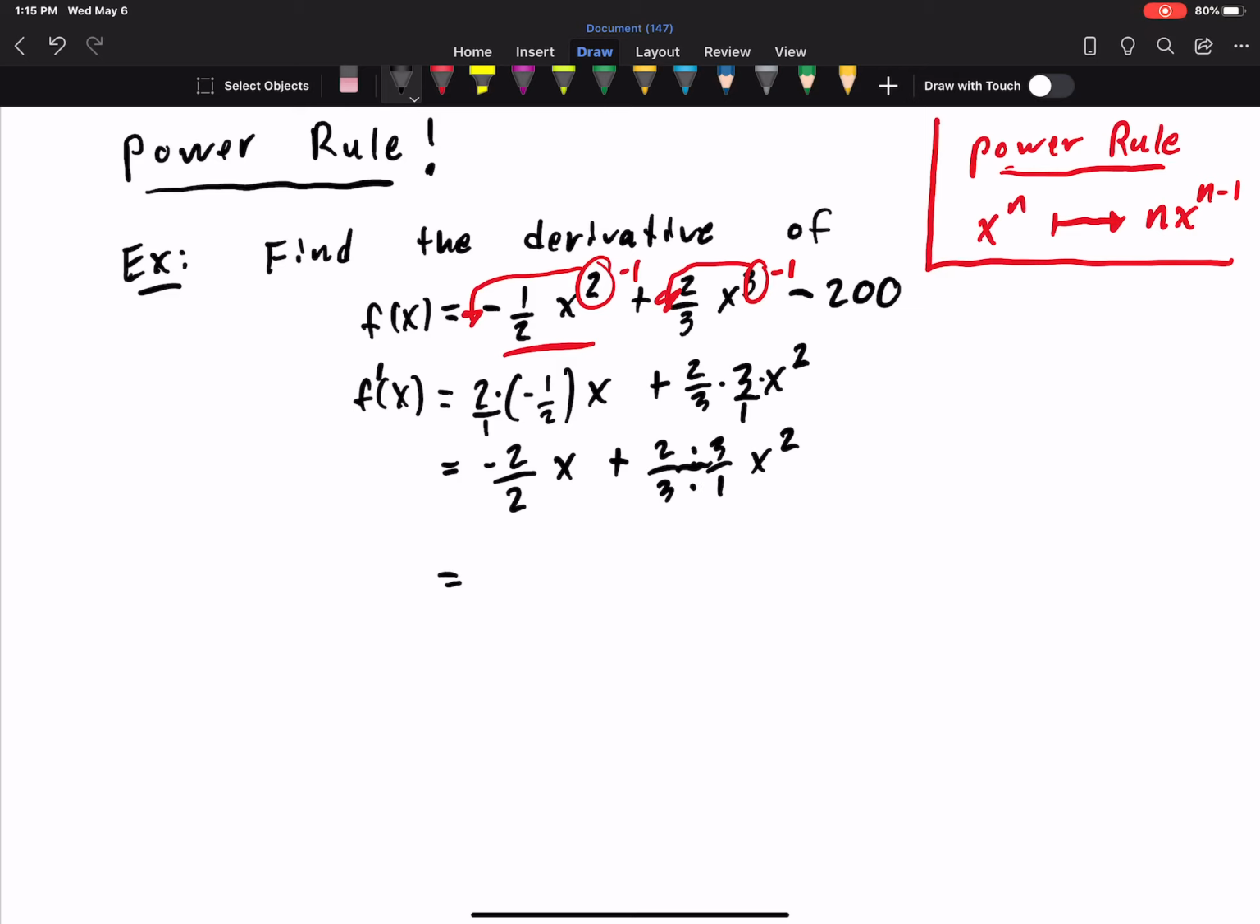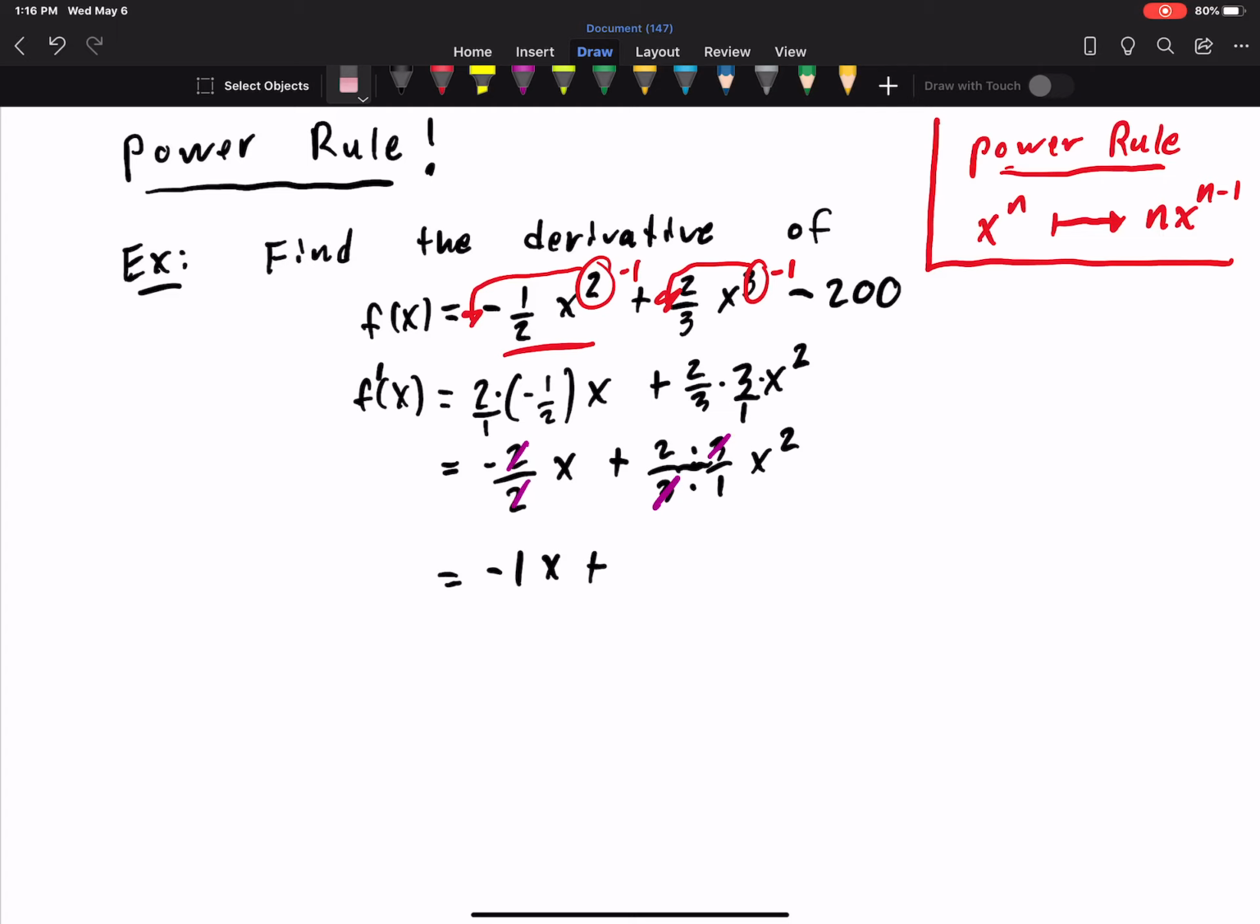So how do we simplify this a little bit more? We have minus 2 over 2. Well, the 2's cancel out. The negative doesn't. So what that leaves us with is minus 1, because 2 over 2 is 1. So you have minus 1 times x, and then plus, well, can we do any kind of cancellation here with the second fraction? Absolutely. We have 3 and 3 that we can cancel out, leaving us with just a 2 over 1. Okay, but in other words, that's just 2. 2 over 1, 2 divided by 1 is 2.